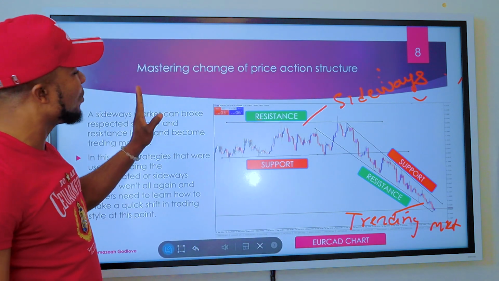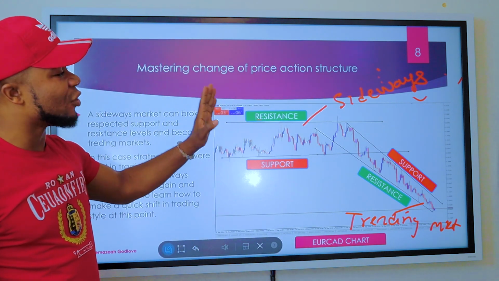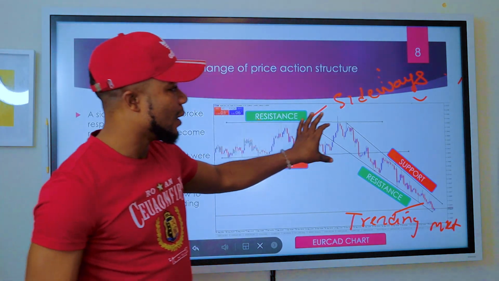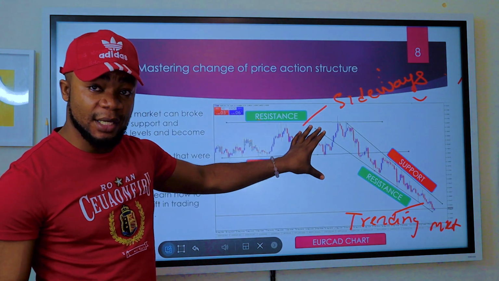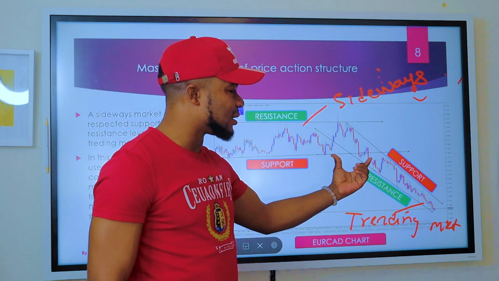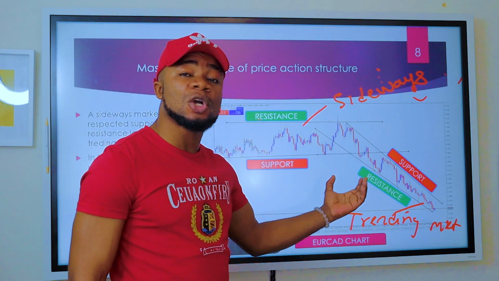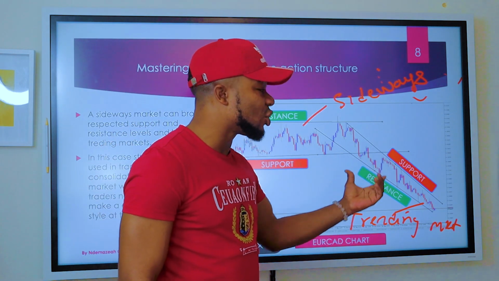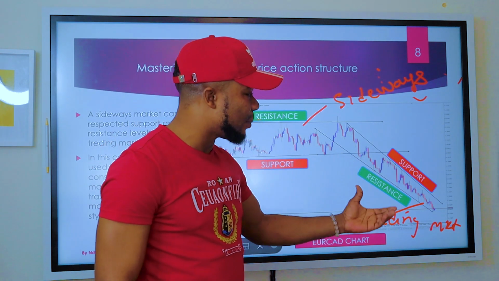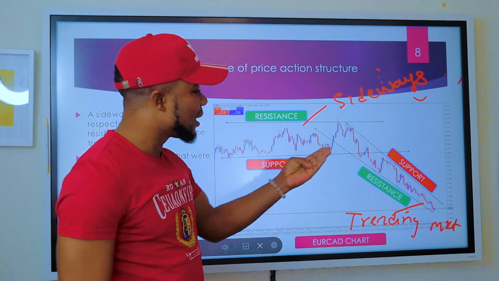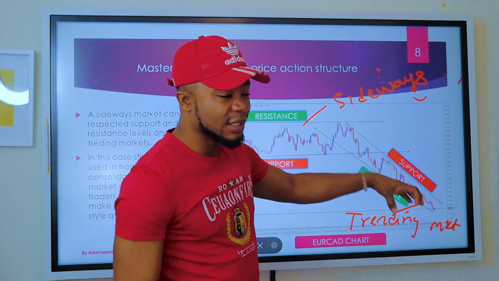Now on this slide, remember we're talking about mastering change of price structure. The first structure we had here was a sideways or a consolidation market. All right. But now at a particular point in time, sellers came in, the selling pressure was more than the buying pressure. Since the selling pressure was more than the buying pressure, the price dropped. The price dropped and the volatility was so high and the support level got broken. Since the support level got broken, the market changed.